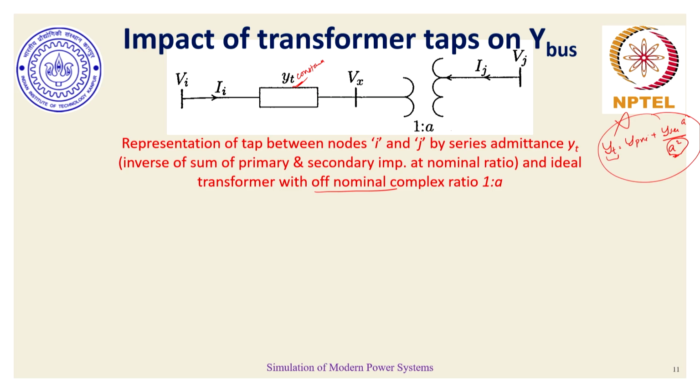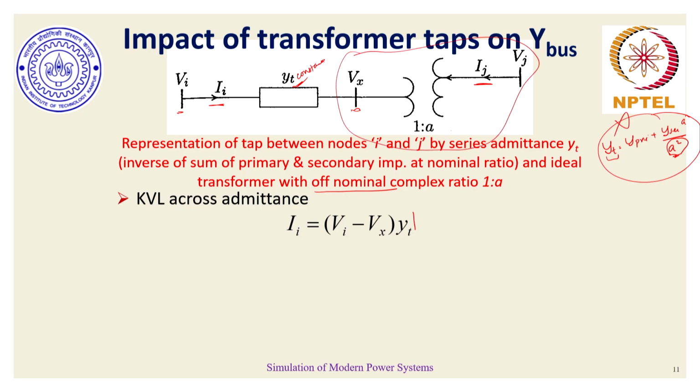Simply we apply KCL and KVL. We assume that from bus I we have source current Ii, and from bus J we have injection current Ij. By applying KVL across node I and the fictitious node X, we can write source current Ii as Vi minus Vx into Yt. And since this component of the transformer represents the ideal portion where there is no loss, all loss that can happen, both real and reactive power, has been already incorporated here.